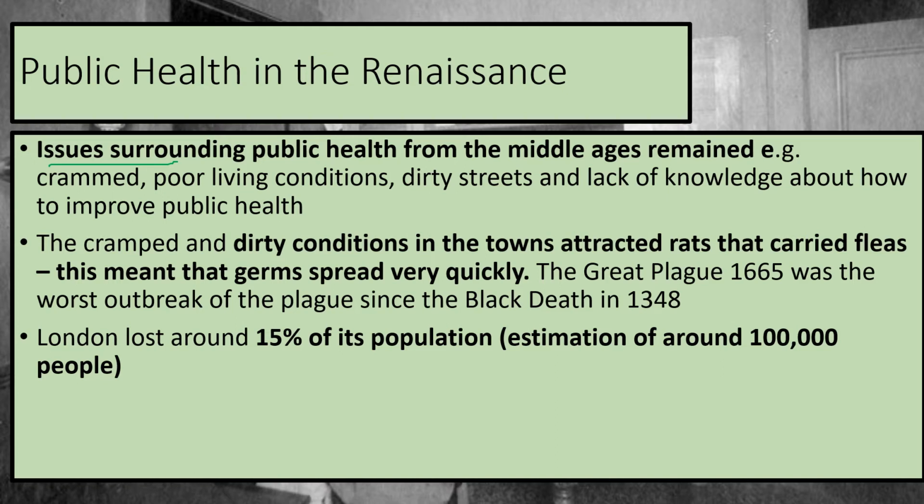It never really went away, but the really big one that we've learned about already was 1348. Now, this Great Plague of 1665 was the second biggest outbreak of plague we'd ever had, and again, it was terrifying to the people. London lost 15% of its population. It's estimated that around 100,000 people died. So we just need to know for this period, essentially, that there were lots of issues that still remained. On the next slide, we'll look a little bit more about what the Great Plague was like.